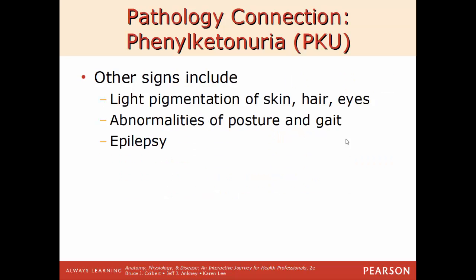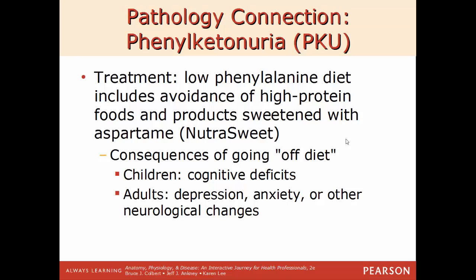The other signs of PKU include very light pigmentation of the skin and the hair and the eyes. This will lead to abnormalities in posture and how the person walks, or their gait, and can also lead to epilepsy. So being able to treat PKU is having a diet that's low in phenylalanine. So this would include avoiding high protein foods and products that are sweetened with aspartame or NutraSweet.